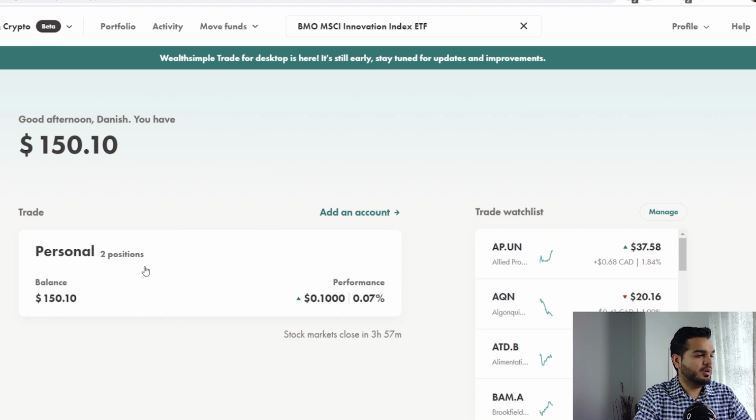And going back to my portfolio, I have 2 positions and my balance is $150.10. So not much has changed since I made my first investments. Now that I've covered ETFs, I'm moving on to blue chip Canadian dividend stocks. I'm sure some of you will be very interested in that.